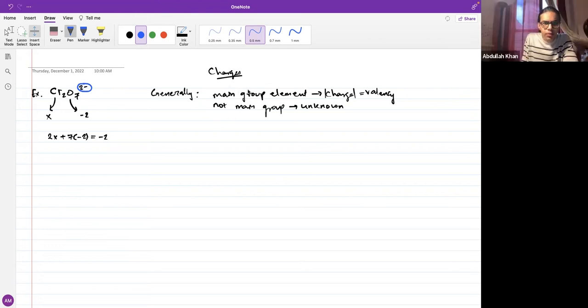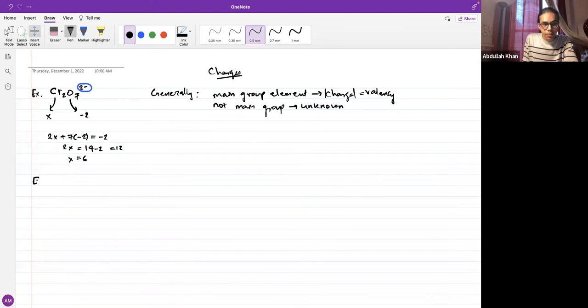Was there a question? Yes, like always, feel free to unmute yourself and ask me a question if you have to. All right, so let's solve for x here. 2x minus 14 equals -2, so 2x equals 14 minus 2, which is 12. And so x equals 6. This is how you determine charges.